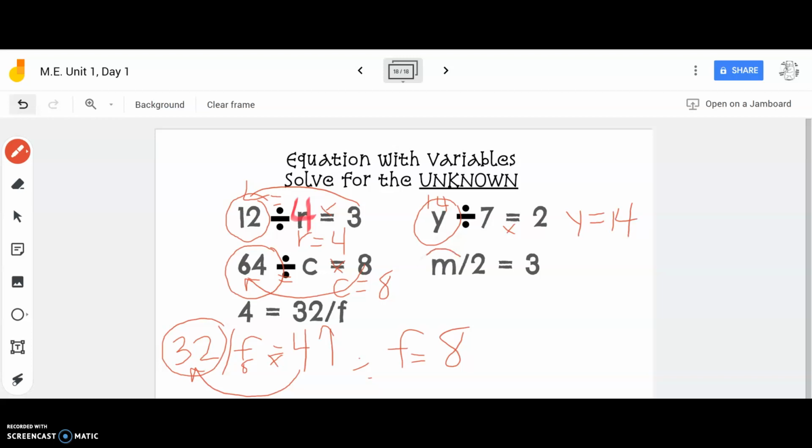For this next one, again, my whole, which is my number on top or in front, is missing. So I can work backwards. 3 times 2 equals 6. So M has to equal 6.